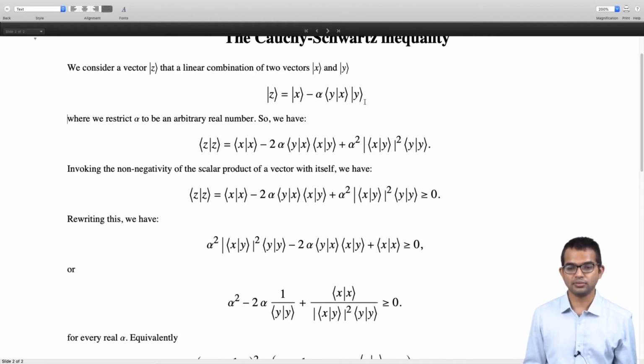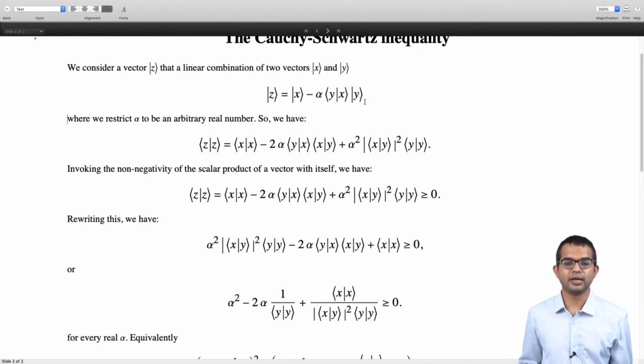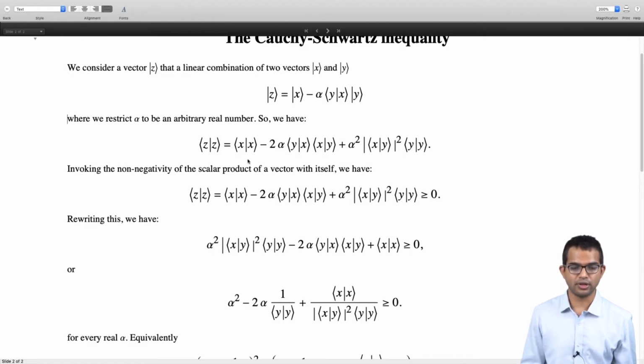All of this you will have to convince yourself by working through it, right? You have to do the algebra. Not very difficult, but there is already an application of the properties of the inner product used here. Now comes the property of non-negativity of a scalar product of a vector with itself. If you just apply this, this entire quantity must be greater than or equal to 0, and then we write it as a quadratic expression in alpha.